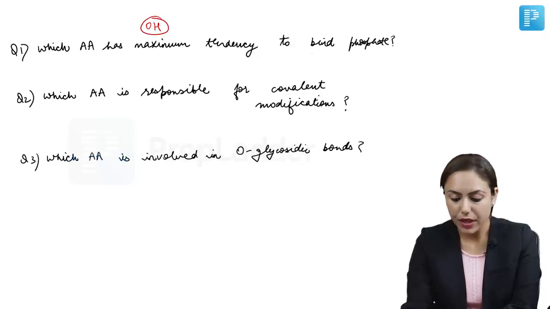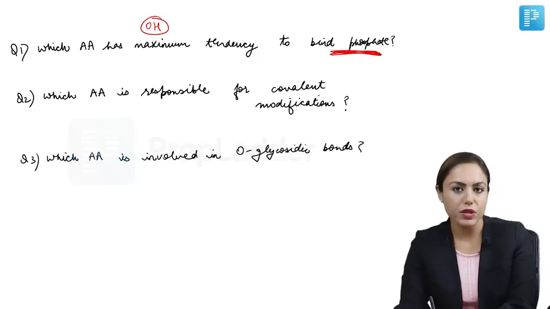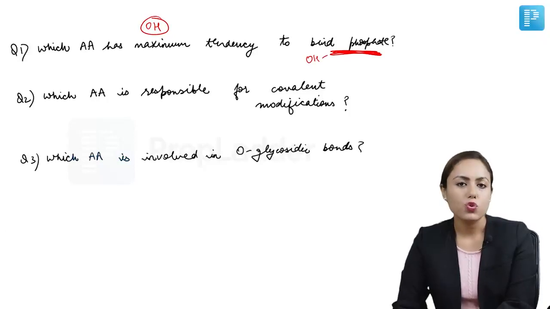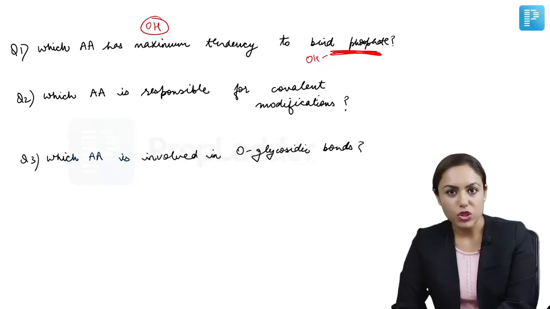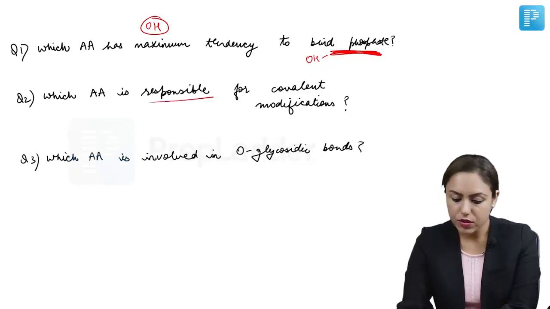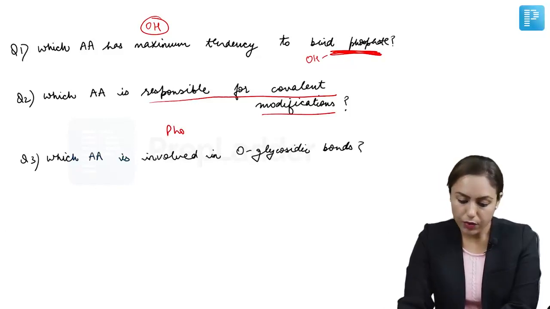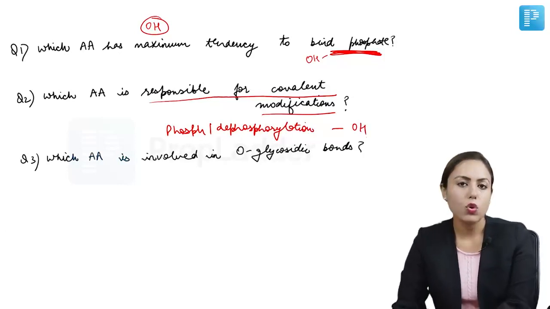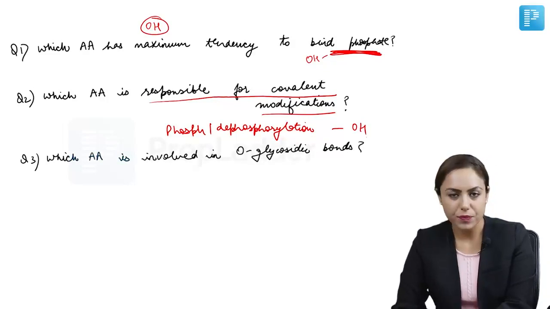Question number 1: which amino acid has the maximum tendency to bind phosphate? OH has the maximum tendency to bind phosphate, so the answer will be OH containing amino acid. Question number 2: which amino acid is responsible for covalent modifications? Covalent modifications mean phosphorylation and dephosphorylation. Again, the answer will be OH containing amino acid.